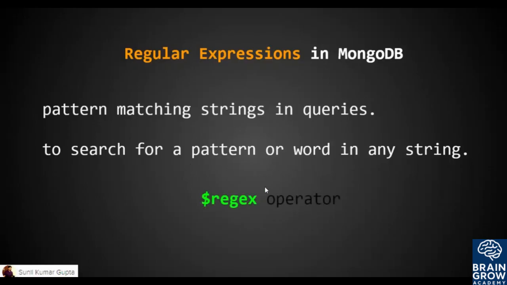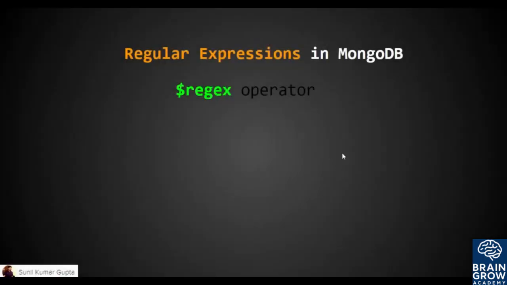And for this we use the $regex operator. This regular expression operator is used for pattern matching or searching for a particular word or string in a string while querying MongoDB documents. We will see a simple example of how it works here, and we will do the hands-on in the next lecture.